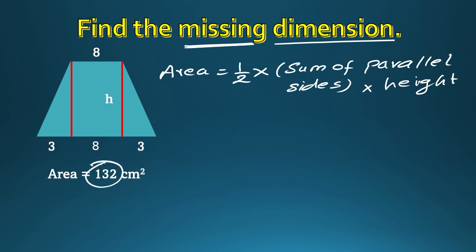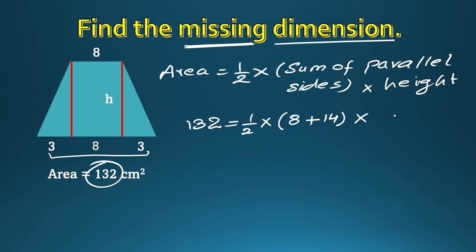This time the area we know. This is the value of area. So 132 is equal to half times the sum of the parallel sides. One side is 8. The other side, you see, again is divided into 3 parts, so add them: 8 plus 3 is 11, 11 plus 3 is 14, times the height, which we don't know. So 132 is equal to 1 over 2 times 14 plus 8, 22, times h. Now 22 is up, 2 is down, so we can divide it. It will be 11.